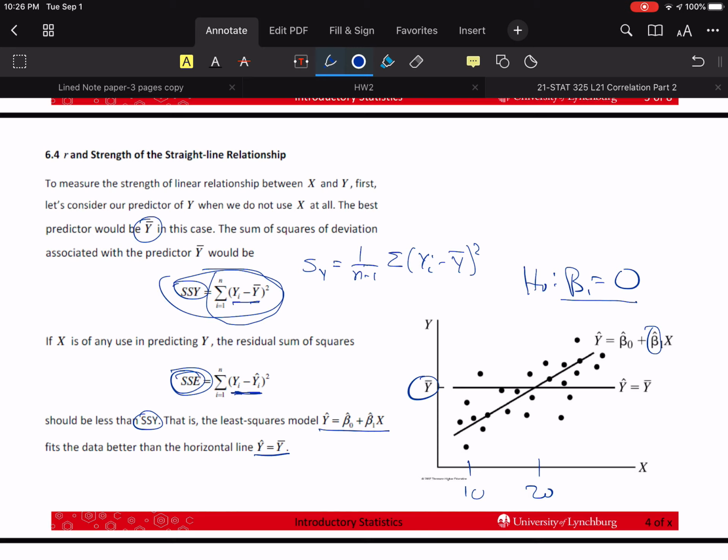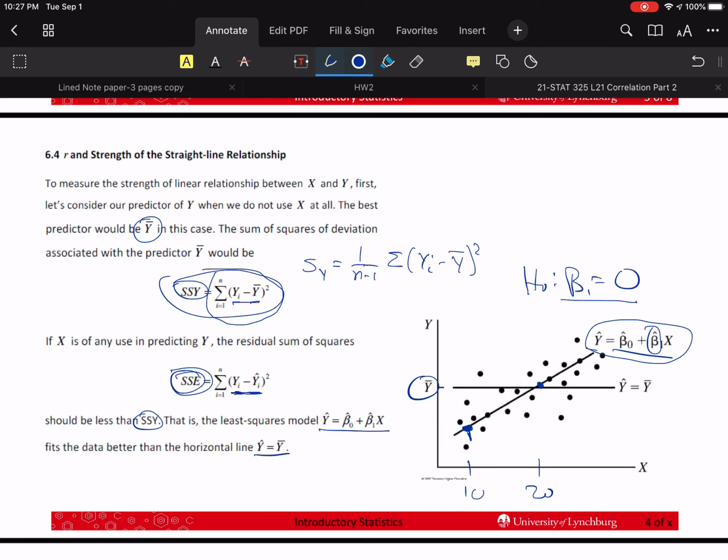But if our slope is significant, then we would choose this value here for 10, and maybe this value here for 20, that's on this line, this equation of the line.